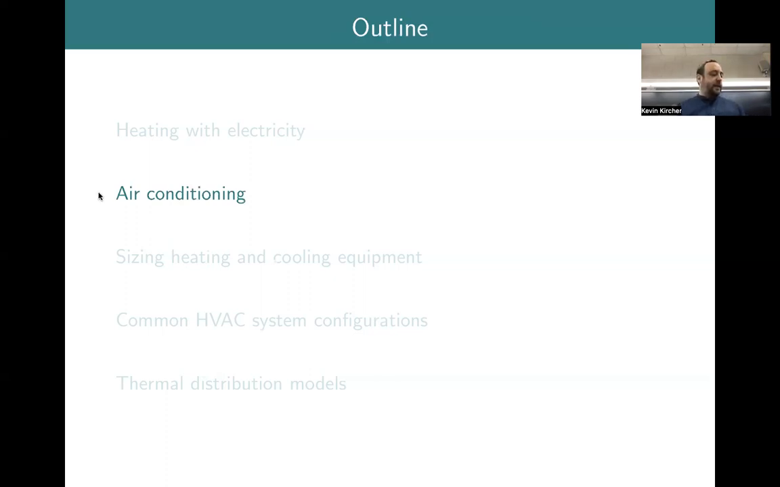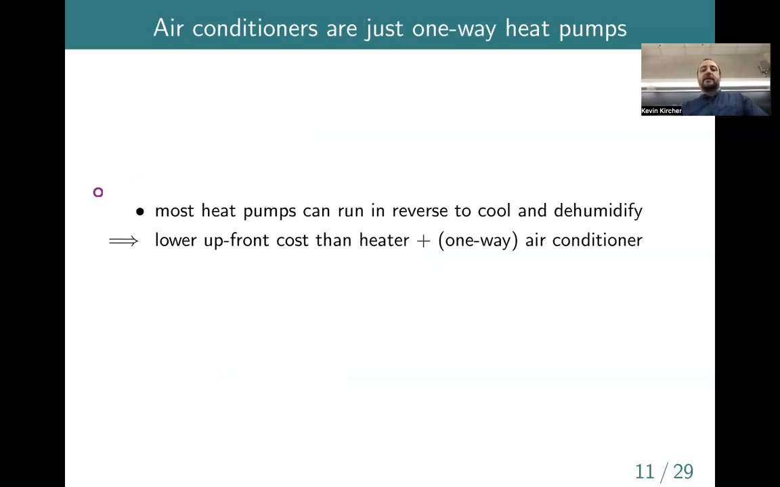Okay, so much for heating. Let's talk about air conditioning. Air conditioners are basically one-way heat pumps. Most heat pumps can run in reverse and take heat from inside and move it outside to provide cooling. Air conditioners are heat pumps that run only in one direction. For that reason, a heat pump typically has a significantly lower upfront cost than putting in a heating system, like a natural gas furnace or a boiler, and also a one-way air conditioner. In the US, something like 90% of new houses that are built have air conditioning, so almost every new home has one of these devices that can operate in one direction.